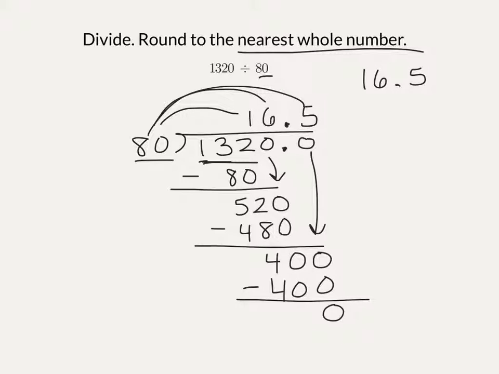So that means I want to round the 6, which is in the ones place. So I'll look at the number next to it, which is a 5. The 5 is a 5 or greater, so I'll round the 6 up to a 7. So my rounded answer is 17.